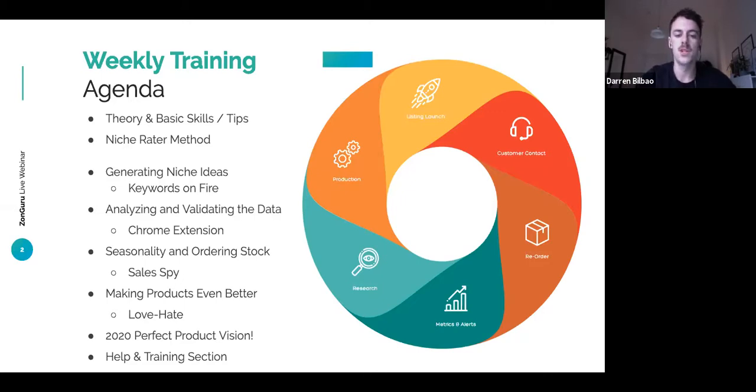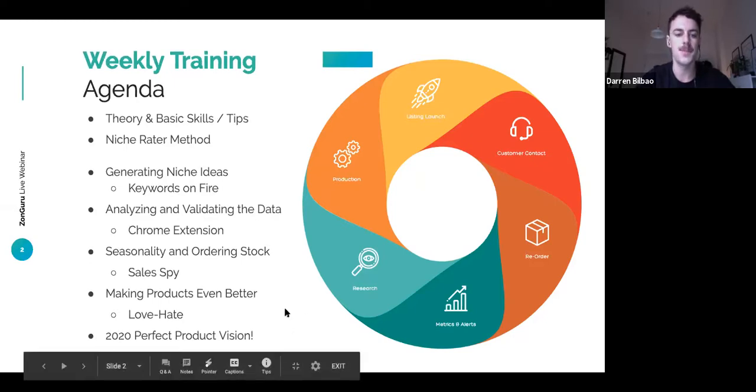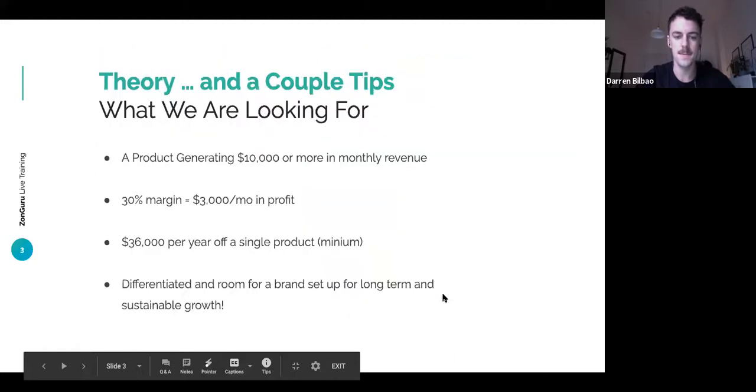I'm also going to show you the help and training section, which is a new part of Zonguru that I've been working on personally recently to hopefully create a bit of a hub. So every time you have a question, before you go to support, you can just go to the help and training section, write your question in there, and you'll get an article that is answering your question. And it's also going to be the place where we keep all of our trainings, replays like this, social media and everything like that. So worth checking that out.